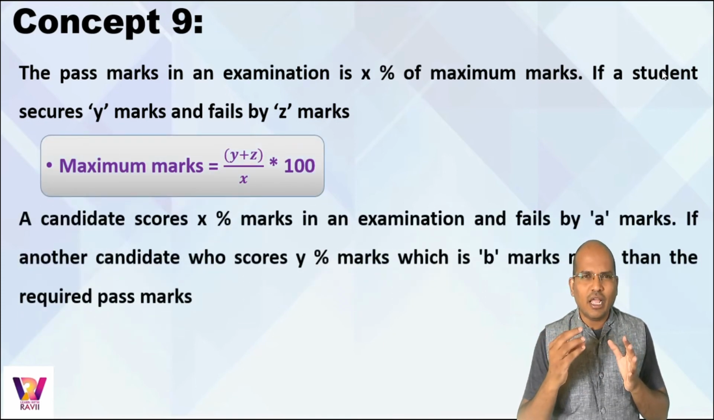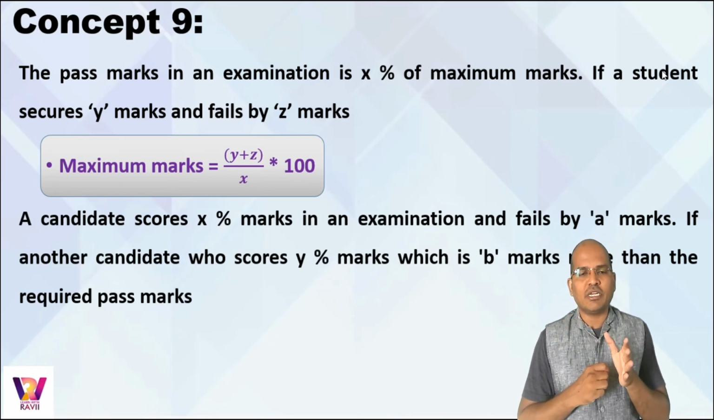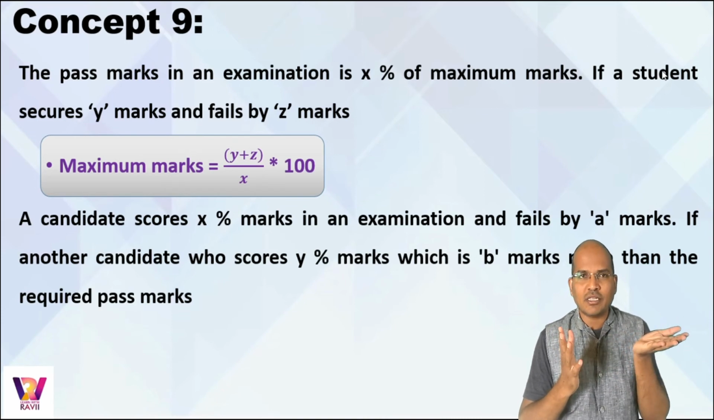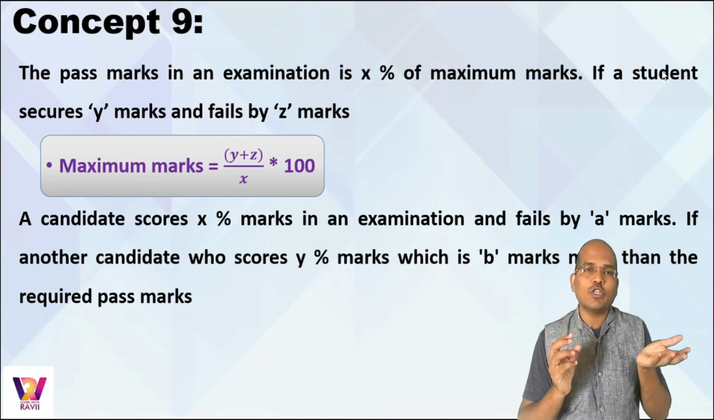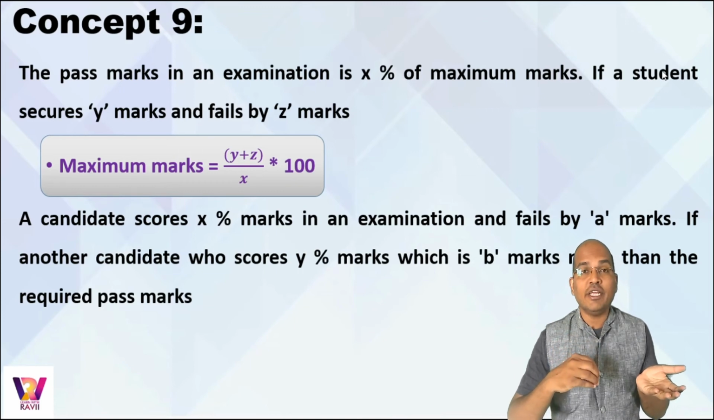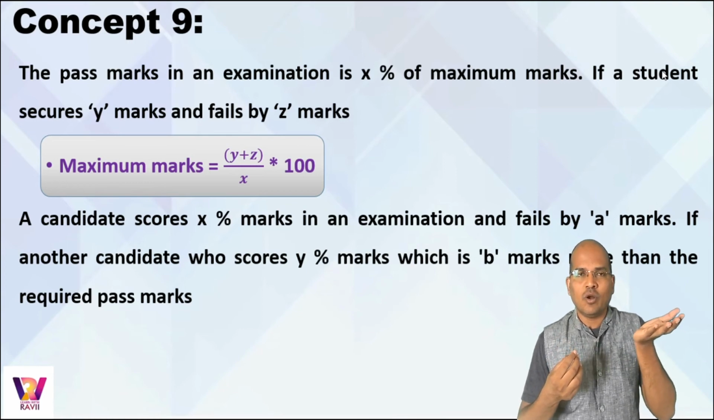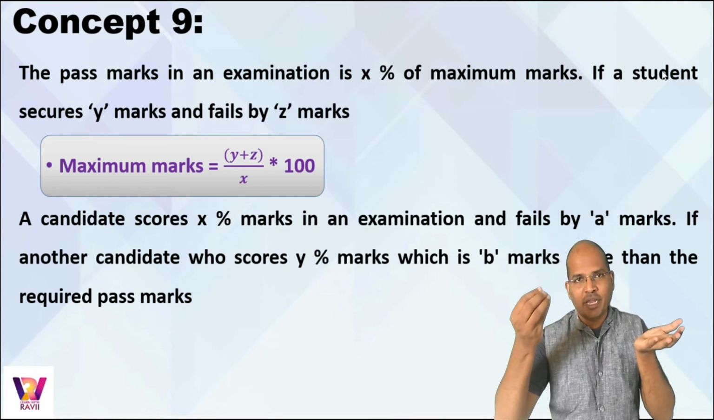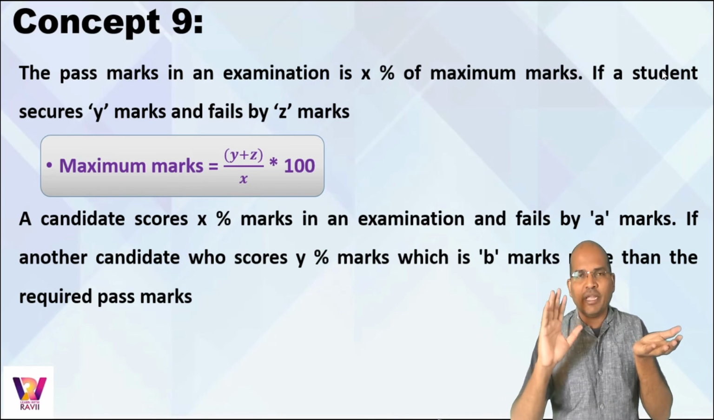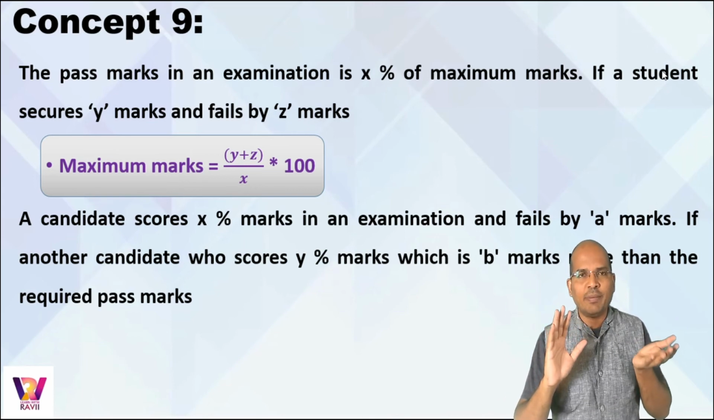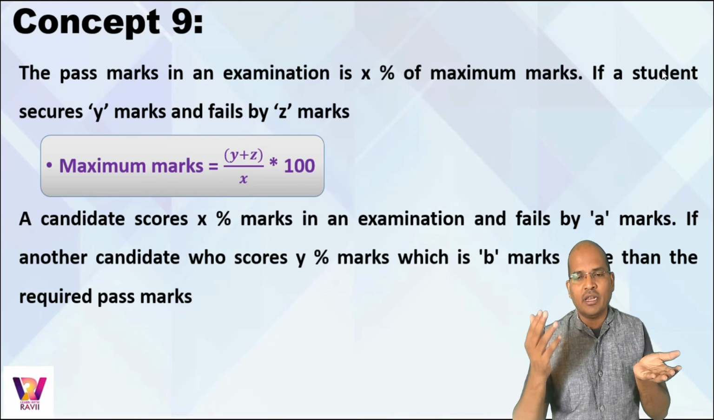And a little improvisation of this concept is given by: a candidate scores x% marks in an examination and he fails by a marks. He scores x, fails by a, and he scores y percentage, b marks more than the required pass mark. So please keep it in mind. Person got x percentage, he fails by a marks. It means that he got less by a. And case 2, he got y percentage and he got b marks more than the pass marks. Now find the maximum marks.